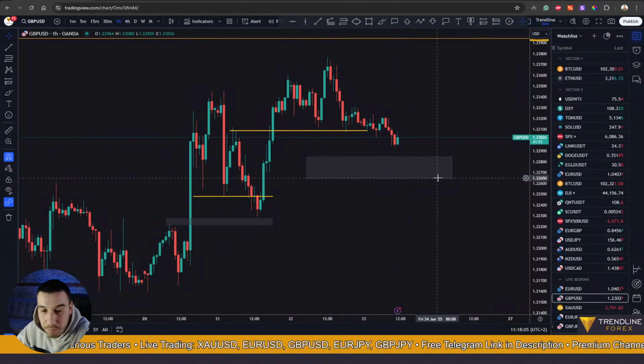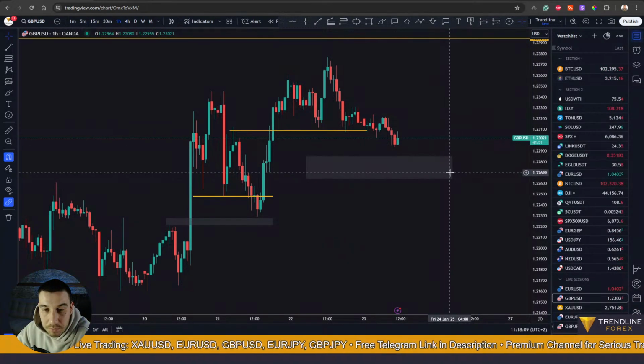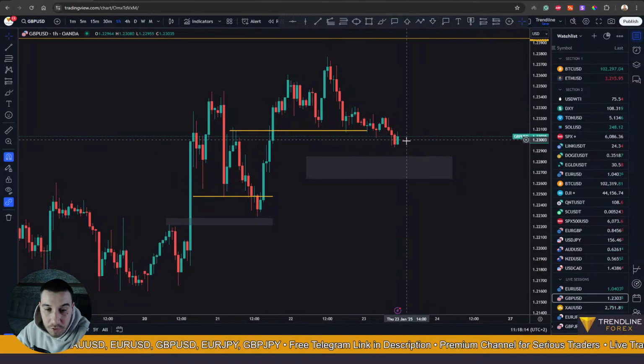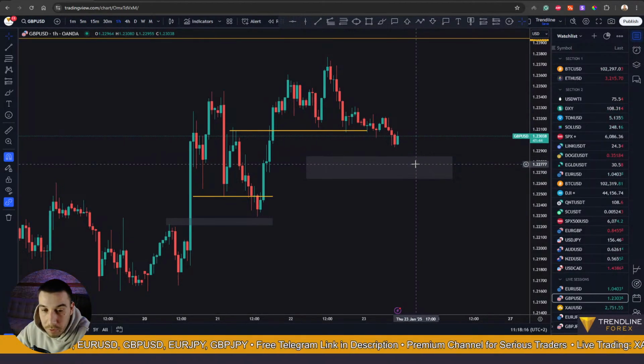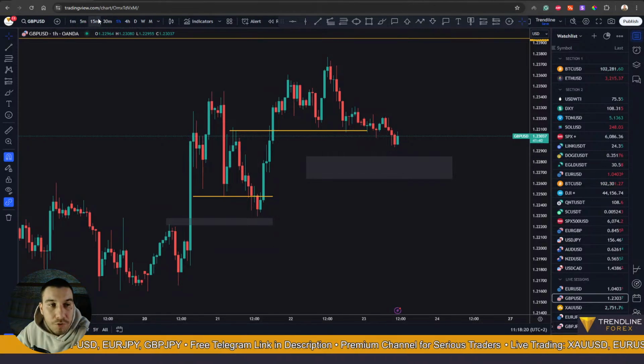Okay, so this is basically the 61.8 level on this last move. So let's see if we're going to tap into that and then reverse, or even if we tap into the level, I'm not going to be going long straight away. I need to see more confirmation.